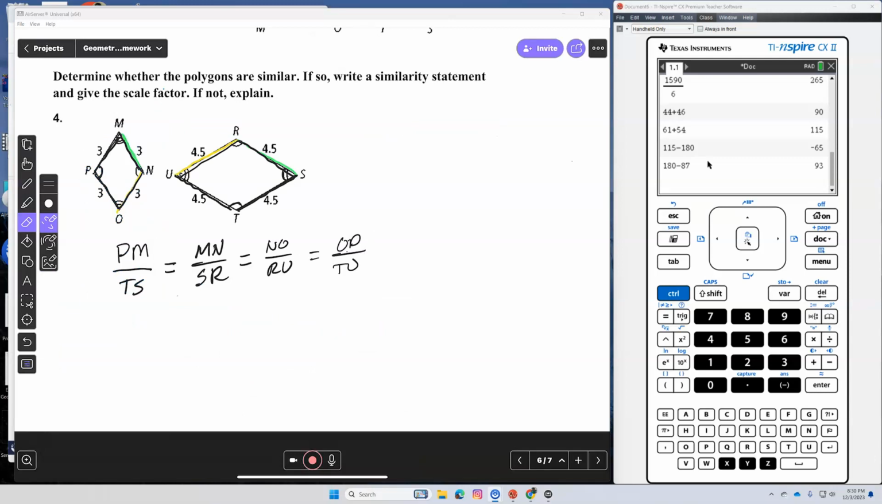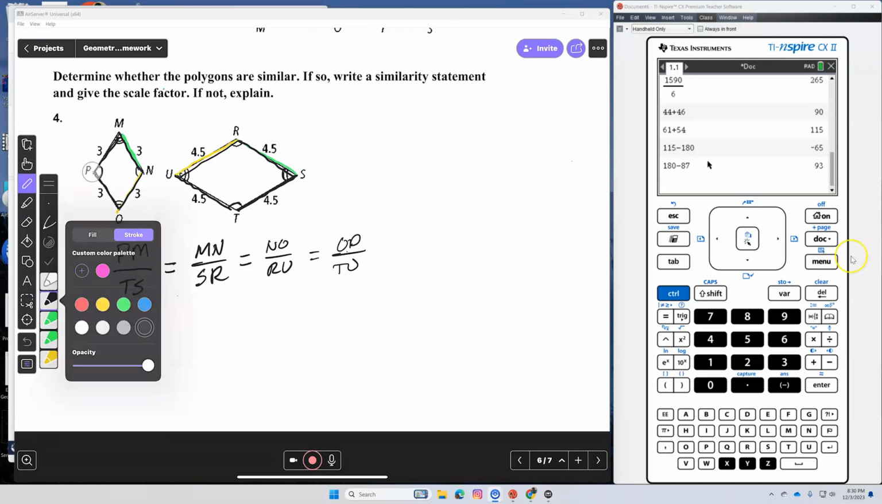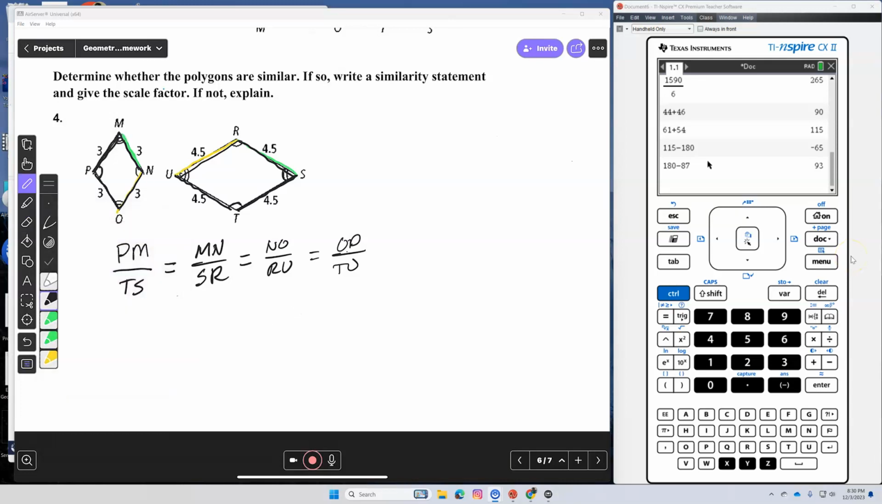Determine whether the polygons are similar. If so, write a similarity statement and give the scale factor. I know that we have PM is to TS. We have one marking here, two markings here. MN is to SR. We have two markings here and one marking. We have NO, which is one marking and two, is to RU, which is one marking and two, which is equal to OP over TU.